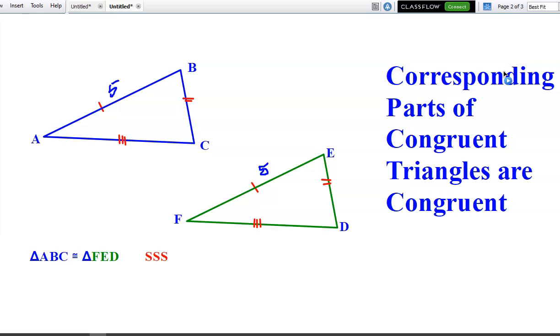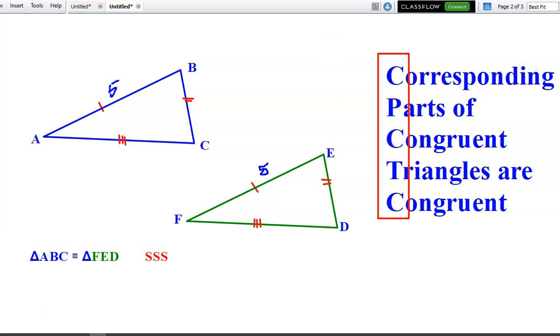Now, when we're doing proofs, we have to write out everything and back it up with a reason. So, for example, here I said triangle ABC was congruent to triangle FED because of side, side, side congruence, right? Well, corresponding parts of congruent triangles are congruent. That is really long to write, and so we are not going to write that every time. We are going to abbreviate that simply as CPCTC. So when we're doing our proofs, if I know this angle is congruent to that angle because the corresponding parts of the congruent triangles are congruent, we're just going to say CPCTC.